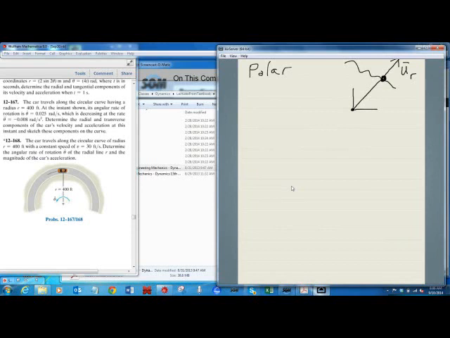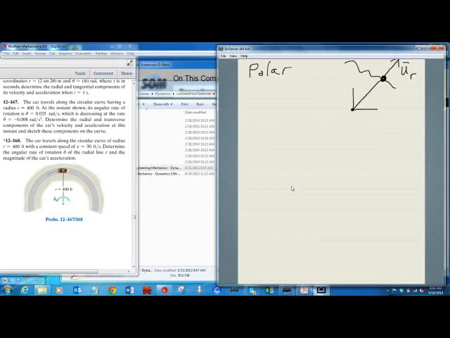Then what's going to happen is you find the second direction the same way every single time. You're going to rotate 90 degrees off of the U_r, 90 degrees. Which way? Here's what you do.